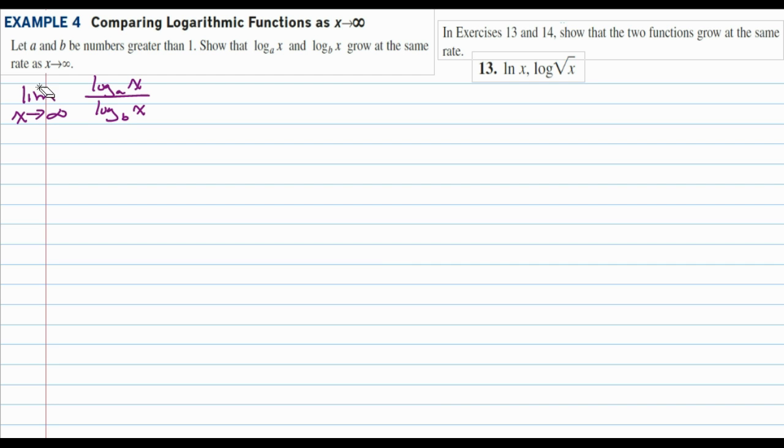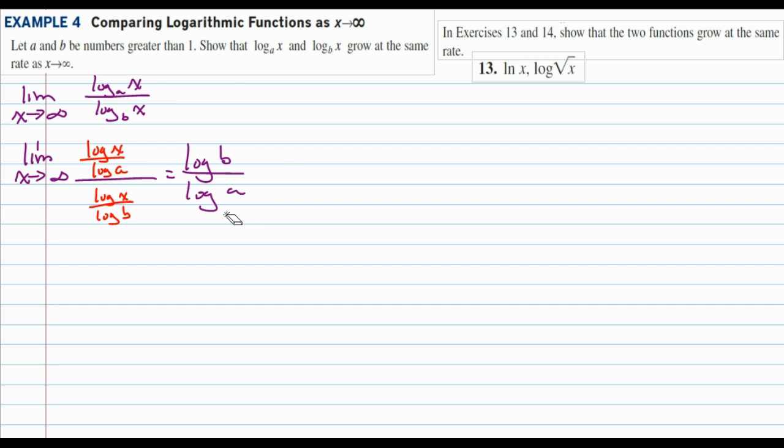So I'm going to start out with the limit as x approaches infinity of log base a of x over log base b of x. Now if I use the change of base formula here, that's the log of x over the log of a for the numerator, and the log of x over the log of b for the denominator. So I changed the base to 10, which is nice because then the log of x's cancel out if I multiply by the reciprocal of the denominator, and I get log of b over log of a.